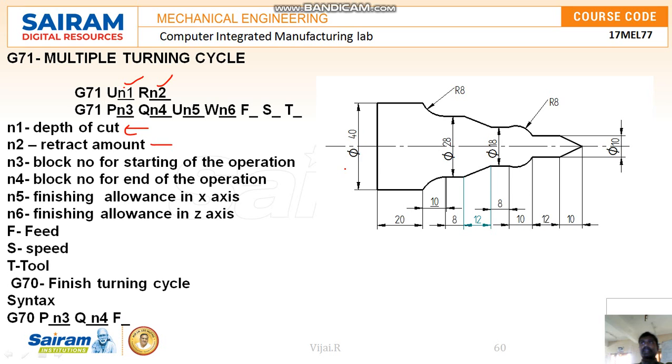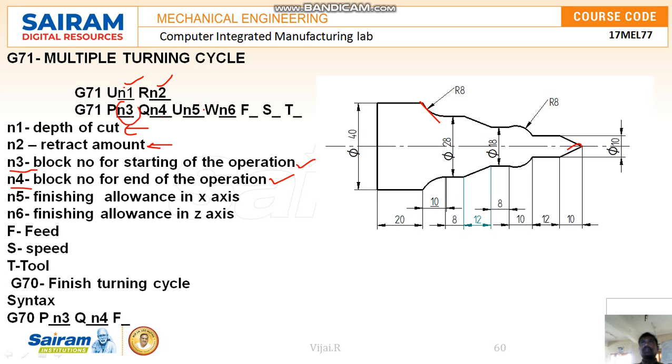You have to give the N1 and N2 values, and N3, N4. What is N3? N3 is the block number of the start of the operation and N4 the block number of the end of the operation. Actually, the operation starts from this point and it ends here. So from this point to this point, we are writing the sequence. When we are writing the sequence, we have to give the starting block number and the ending block number. We are going to write them in this P and Q area. After that, this U and W.